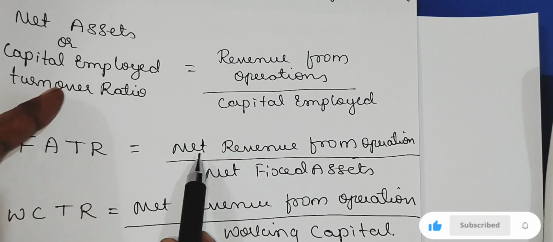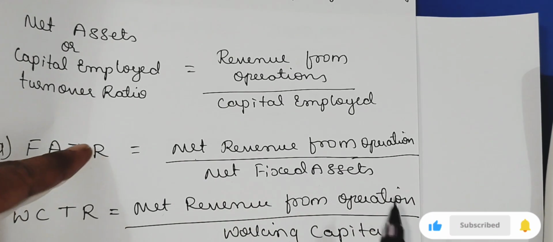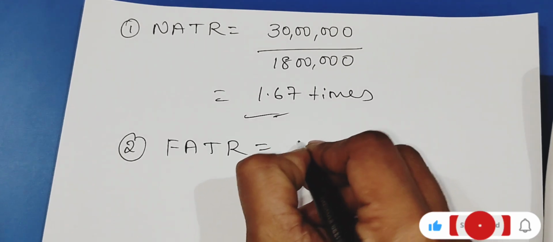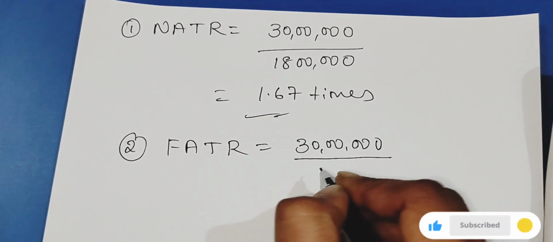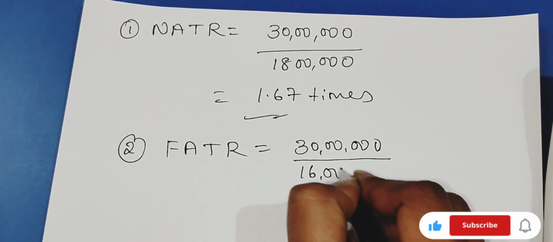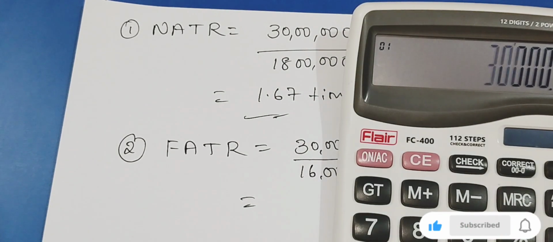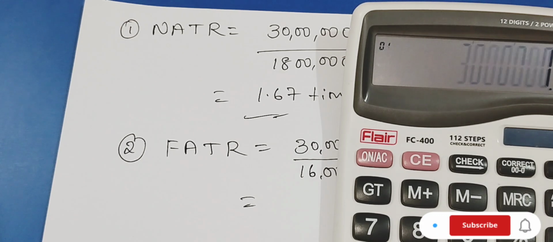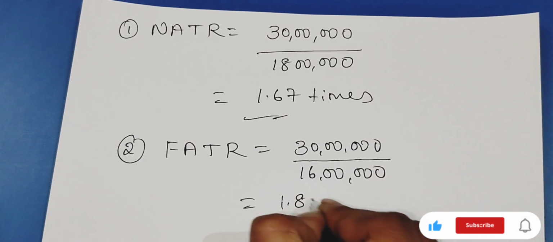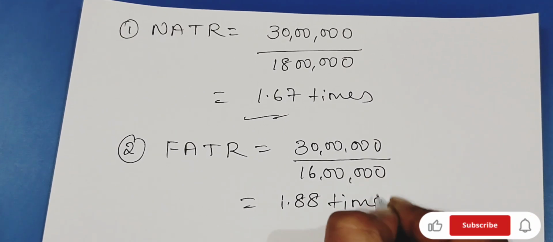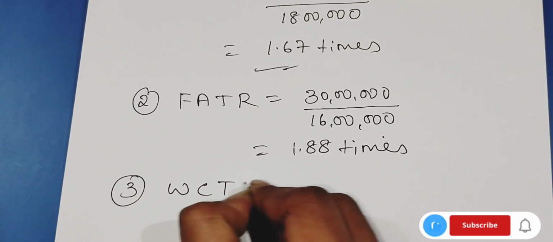Fixed asset turnover ratio, the formula is net revenue from operations divided by net fixed assets. So fixed asset turnover: revenue from operations is 30 lakh divided by the net fixed assets, 16 lakh. 30 lakh divided by 16 lakh is 1.88 times. Right. The last one is working capital turnover ratio.